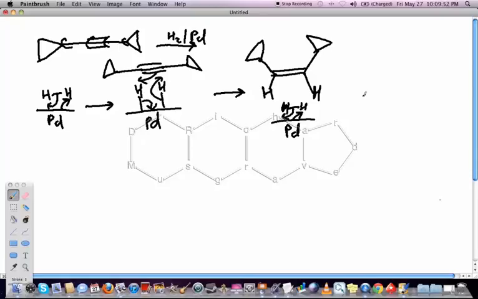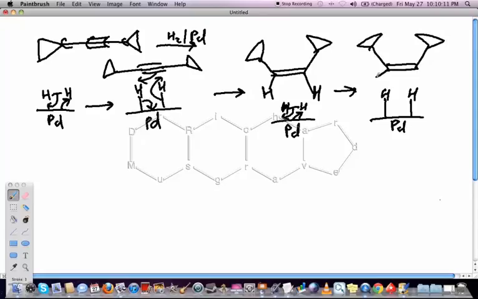And again we can have our palladium, our two hydrogen atoms, and to this we can add our cis-alkene. Same story with the arrows.